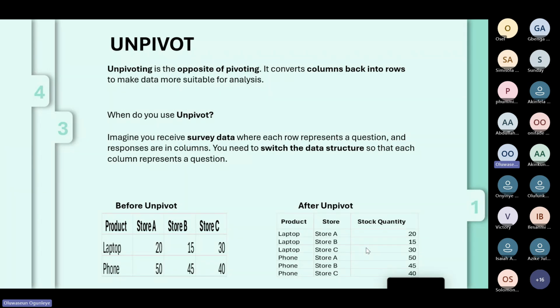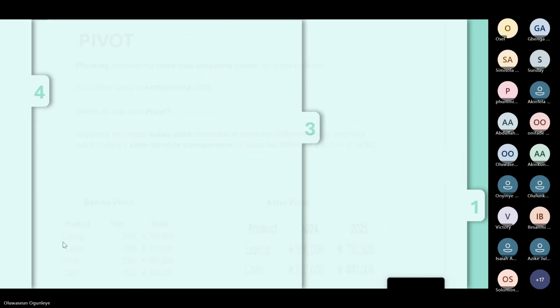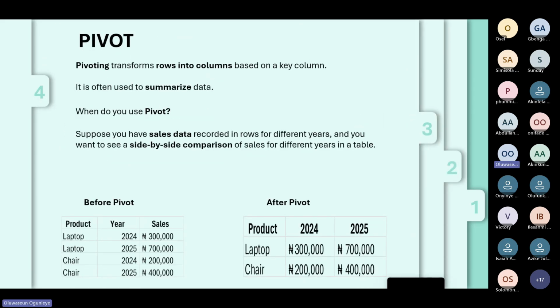So let's move on to the next topic, which is the last topic that I'll be talking about: pivot. What is pivoting? Pivoting is just you converting your rows into columns, meaning that the rows become columns.